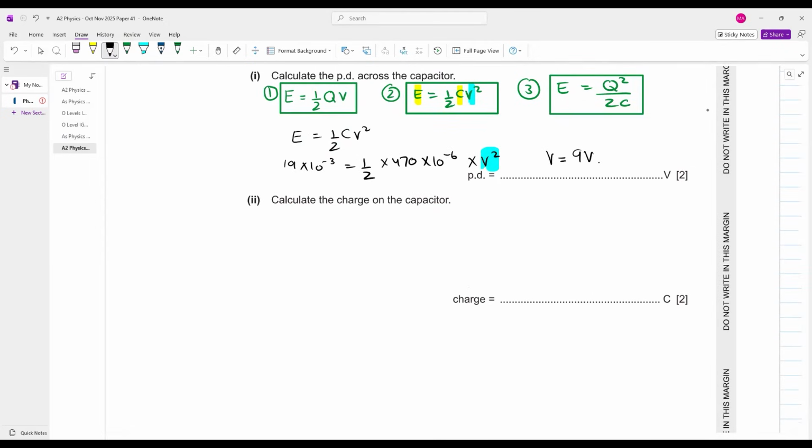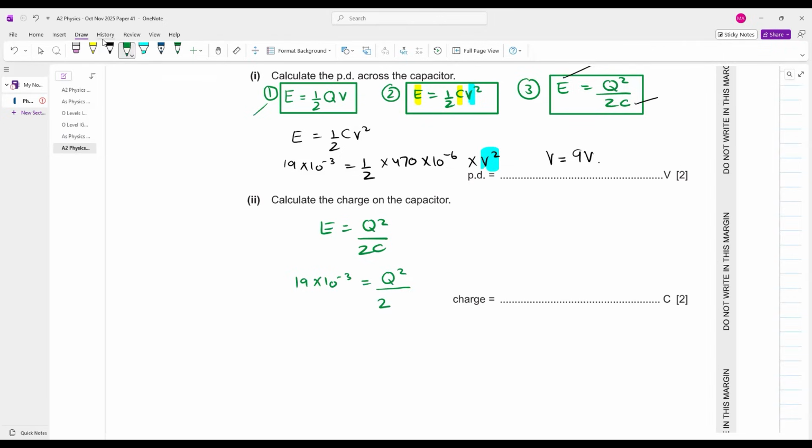Now you have to calculate the charge on the capacitor. You have the capacitance, you have the energy, you have to calculate charge. कौन सा formula use हो जाएगा? E is equal to Q square over 2C. You can also use this first formula. बेटा, first वाला formula भी use कर सकते थे. Energy क्या है? 19 into 10 raised to the power of minus 3. Q square आपने निकालना है.